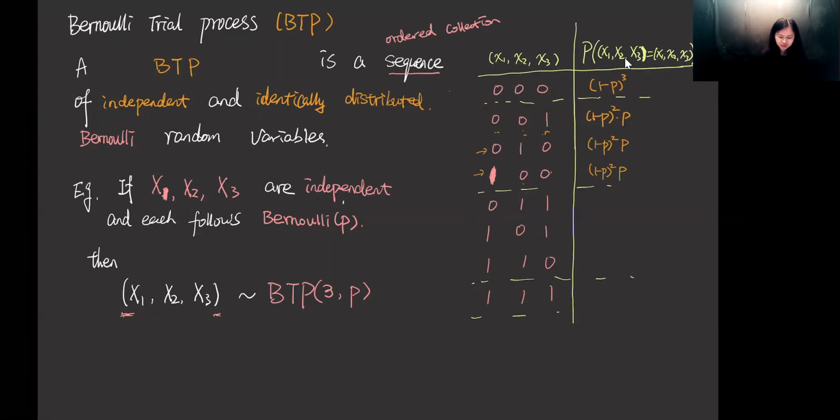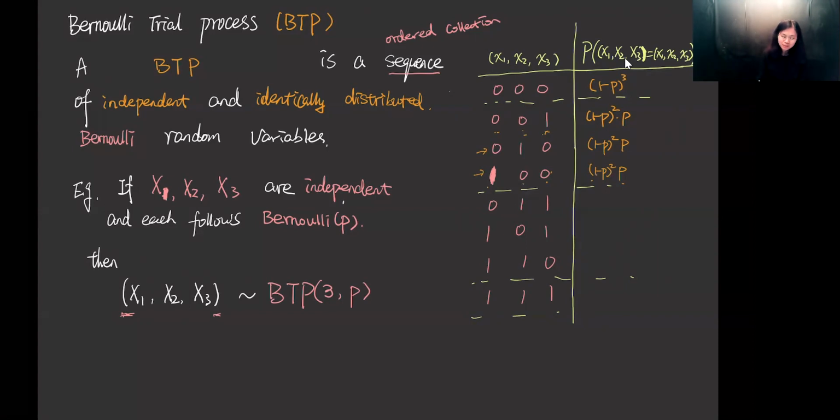Because 0 has 2 occurrences in each of these 3 outcomes, the probability has the product of 2 factors of 1 minus p. And 1 has 1 occurrence, so we multiply p to this product of 2 factors of 1 minus p.